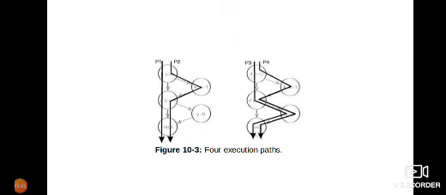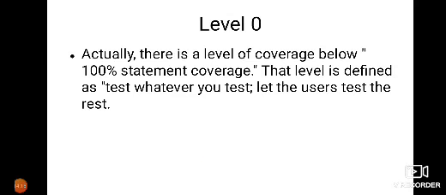So this completes the entire execution path. I have 4 execution paths in this flow graph, and all 4 are getting tested through test cases. So I have a test coverage of 100%. I am writing test cases to test all those 4, so 4 by 4 coverage means 100% coverage. Level 0 means below 100% coverage. I am not covering all the execution paths, so that can be level 0 coverage.